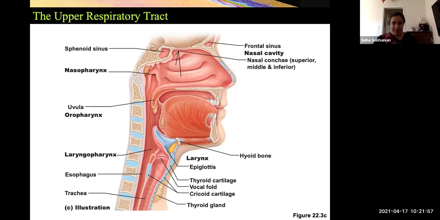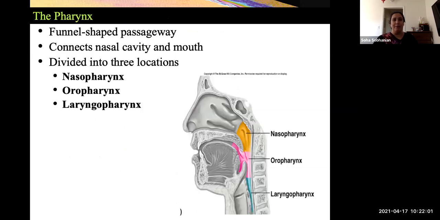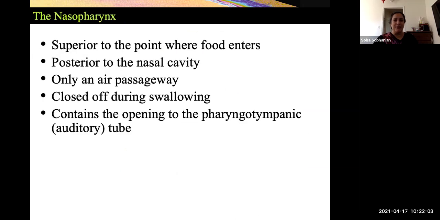Yes, if the uvula fails. But normally you should not have any food in the nasopharynx because it is limited for the air passageway. It also contains the opening for what we call the pharyngeotympanic or auditory tube. You may have heard of this one. We'll talk about this when we talk about the special senses, which is your hearing.